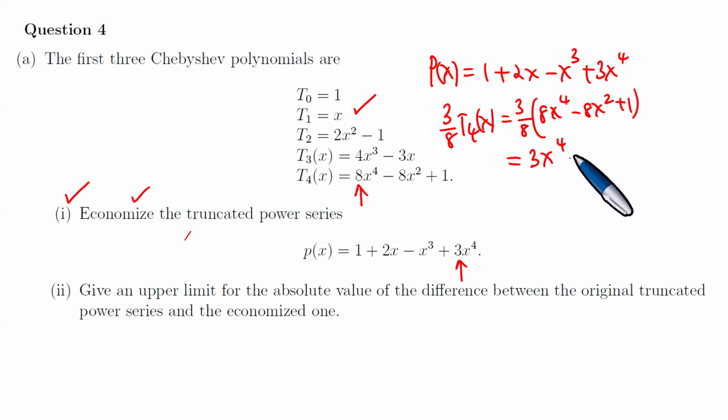Which is 3x to the 4th power plus 3 out of 8. So we multiply through by 3 out of 8. Why? Because we want to make sure that the coefficient of x to the power 4 is the same. And we achieved that because this is 3x to the 4th power and this is also 3x to the 4th power. So we are getting a step closer to actually economizing, and then we shall be able to get the economized series.